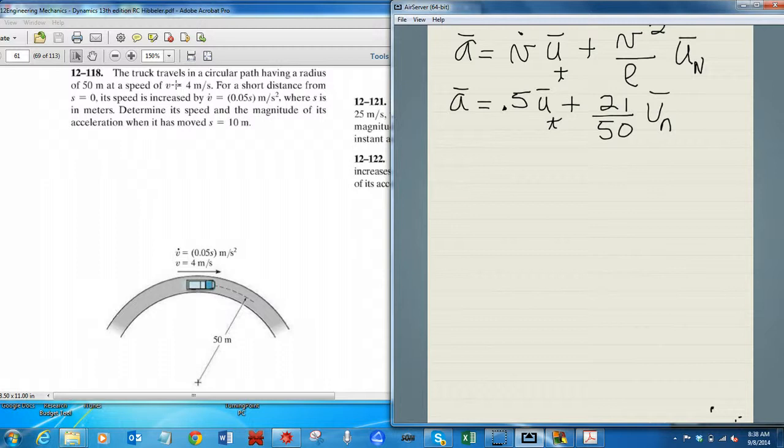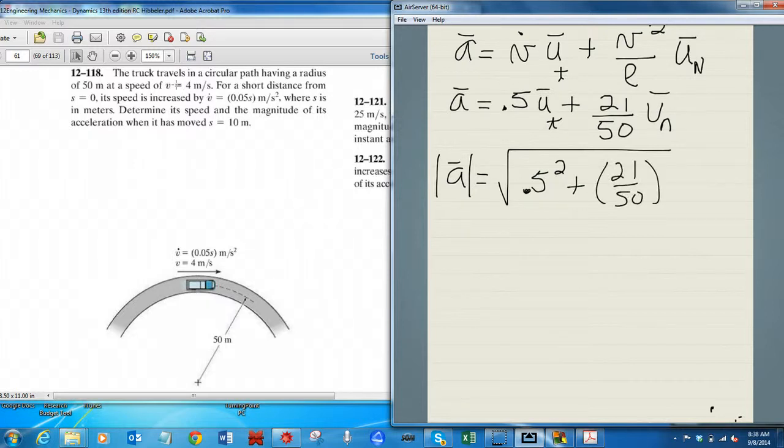How do you find the magnitude? Right, it's the Pythagorean theorem. So you take the square of each leg, then the square root. So the magnitude of acceleration is equal to the square root of 0.5 squared plus 21 over 50 squared.